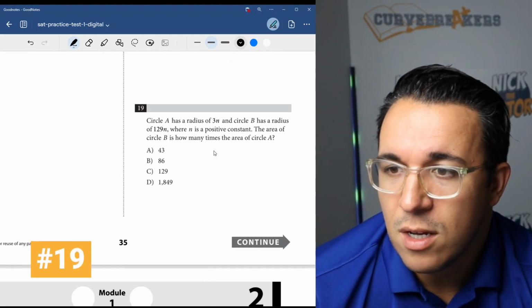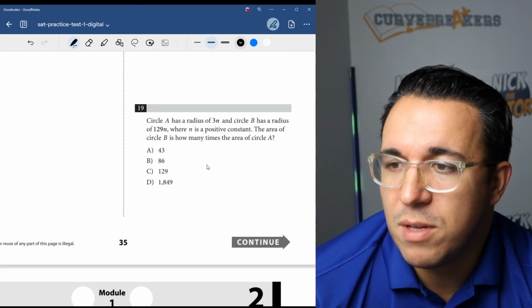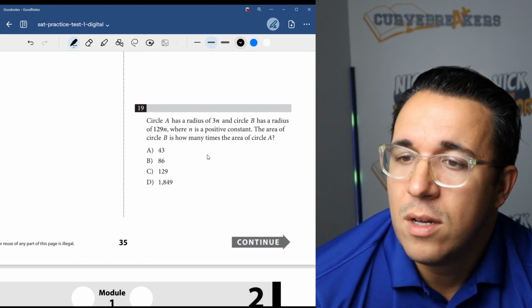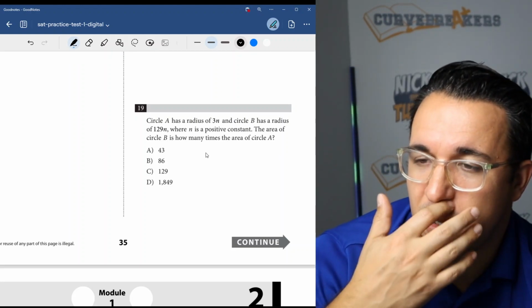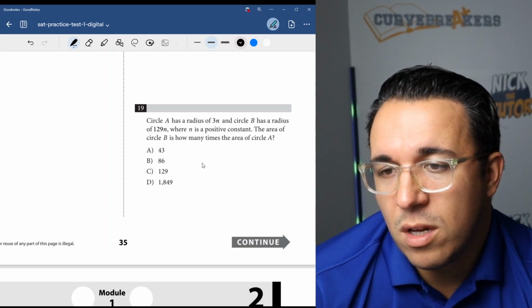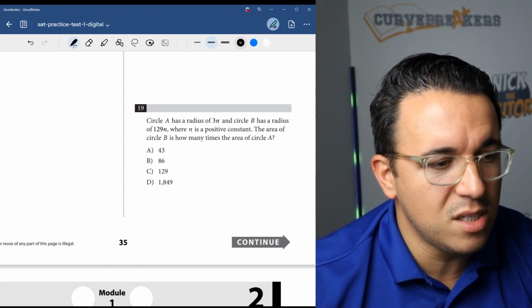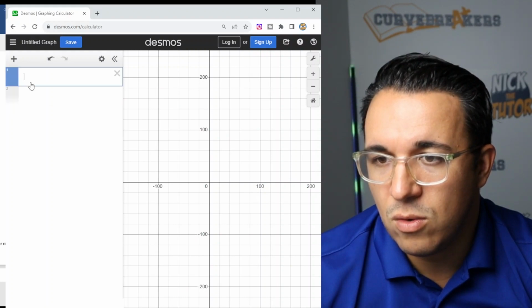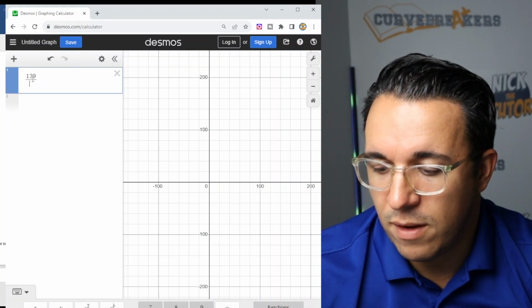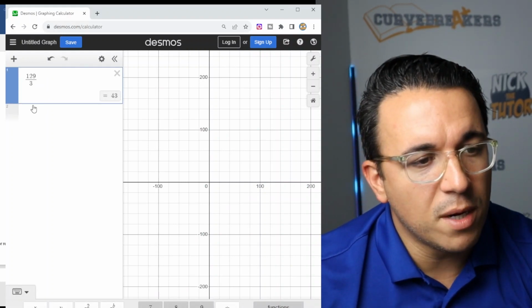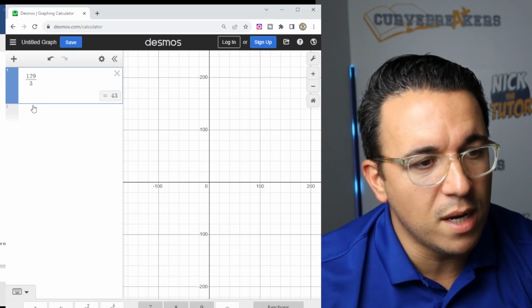Number 19. Circle A has a radius of 3n, and circle B has a radius of 129n. The area of circle B is how many times the area of circle A? So one radius is 3 times n, and the other is 129 times n. So let's see that relationship, right? Let's do 129 divided by 3, right? So the bigger one is 43 times bigger than the smaller one.